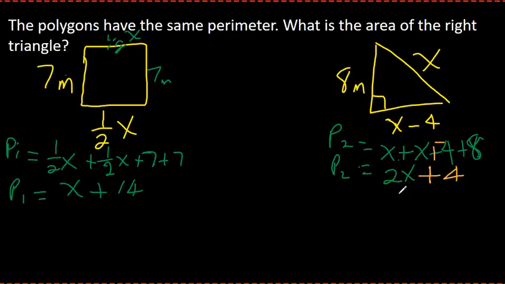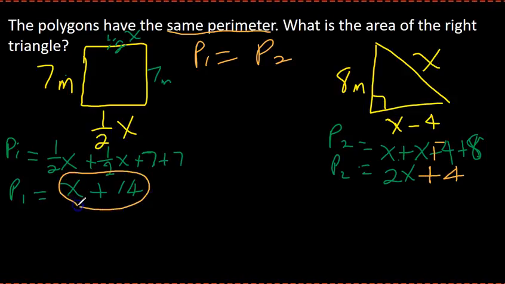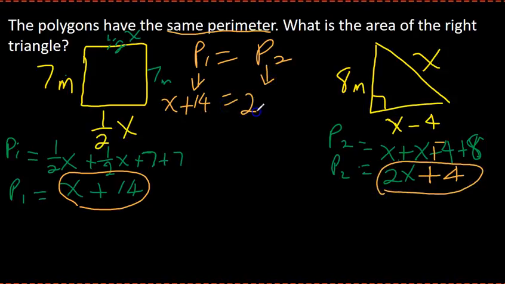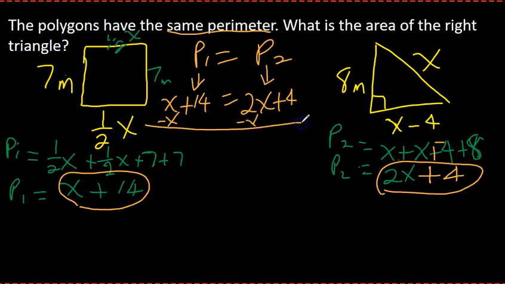So perimeter 1 equals perimeter 2, because they told us that they have the same perimeter. So we take what we got here for perimeter 1, x plus 14, and it equals what we got here for perimeter 2, that's 2x plus 4. All right, since both sides are simplified, all we need to do is collect like terms. This one has 2x, this one has 1x, so we can subtract x from both sides, or add negative 1x to both sides.